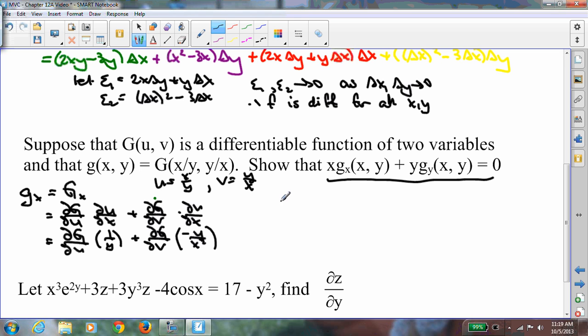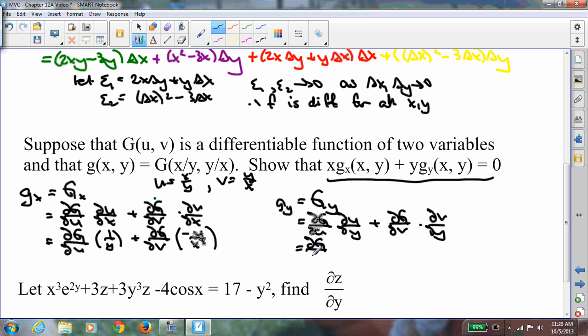So I'm going to do the same with lowercase g sub y, which is uppercase g sub y. But again, y is in both variables, so this is dg dy times dg du times du dy plus dg dv times dv dy. So dg du, I'm going to leave there again. Du dy is going to be negative x over y squared plus dg dv, and dv dy is 1 over x.